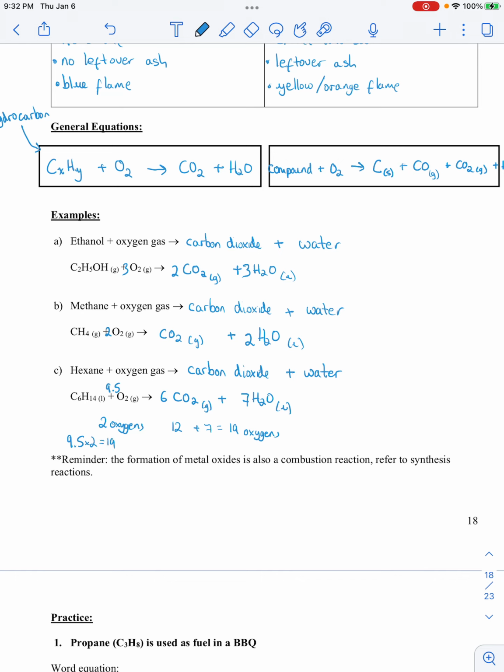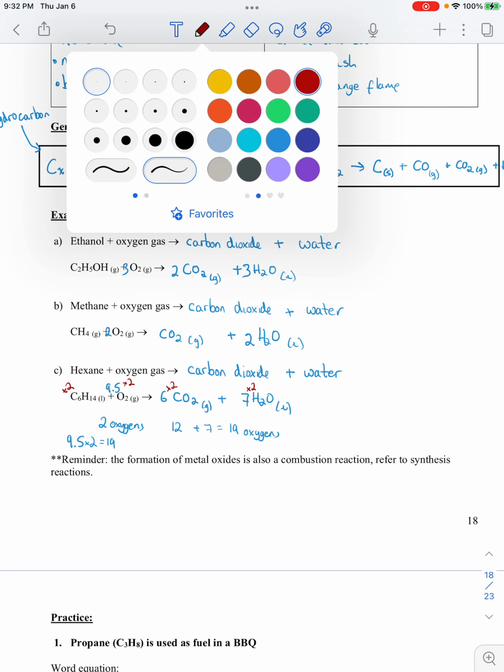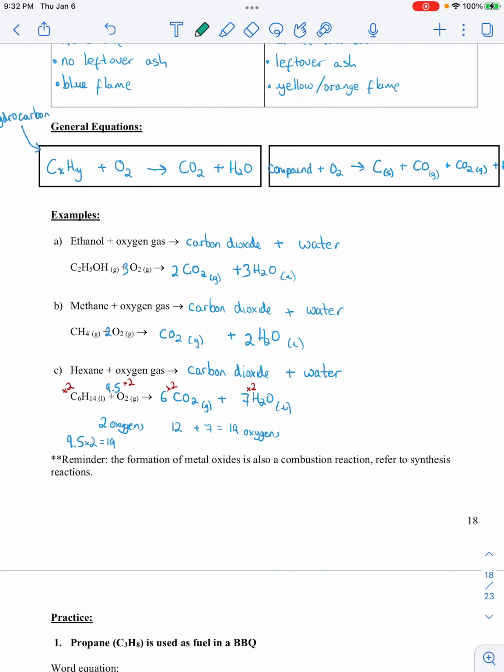I can put that in as a placeholder, but I can't leave it. We can't leave a decimal. So just to use a little trick, I'm actually going to multiply everything by 2. Multiply all my coefficients by 2 to get rid of my decimal. Times 2, times 2, and times 2. This will get rid of my decimal and give me a nice balanced equation.